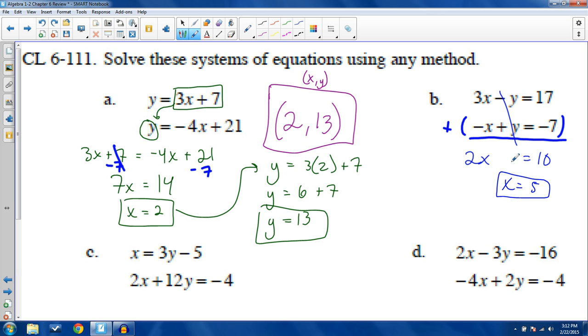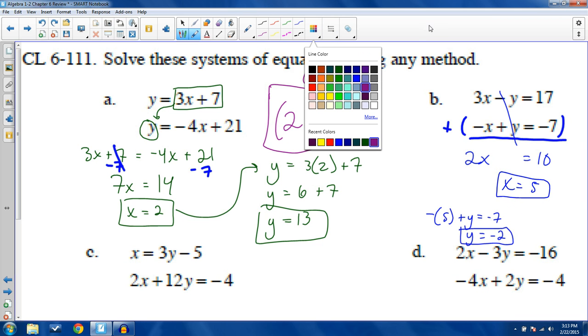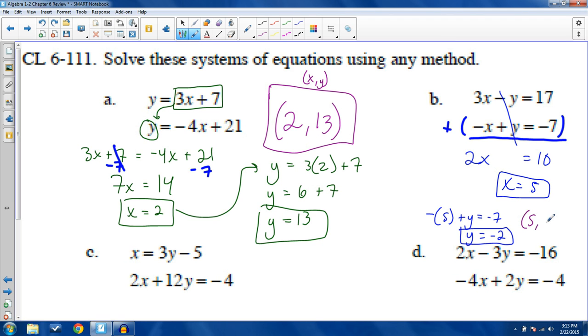Now I can take that 5 and substitute it into any equation. Let's go ahead and try it with the bottom one here. Negative 5 plus y equals negative 7. That's a negative 5, so I have to add 5 to both sides. Negative 7 plus 5 is negative 2, so y equals negative 2. Your final solution is 5, comma, negative 2.